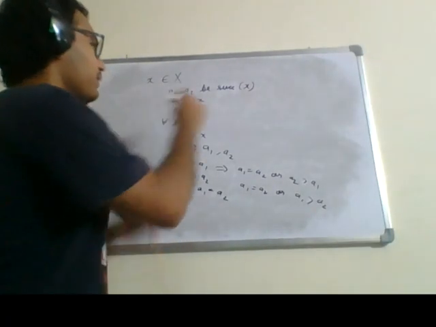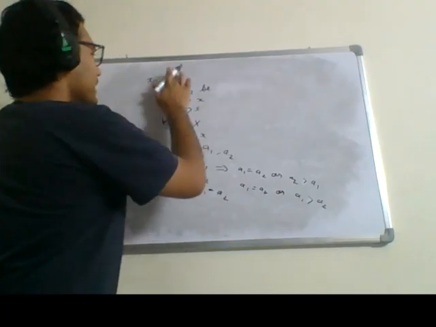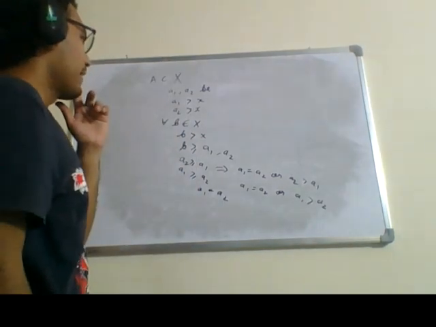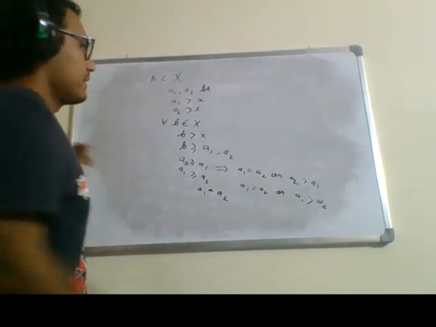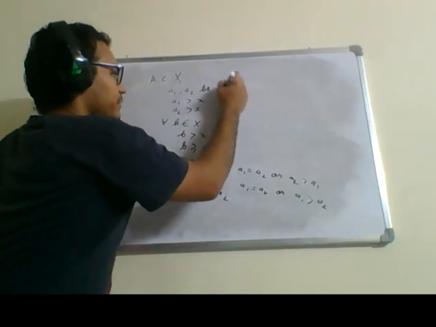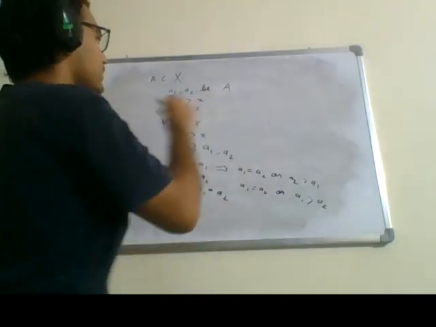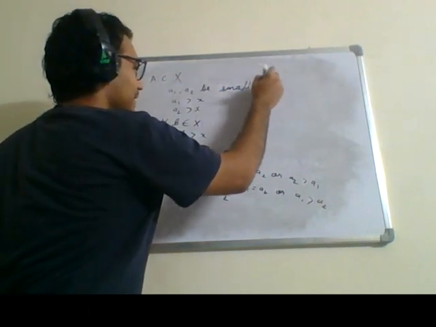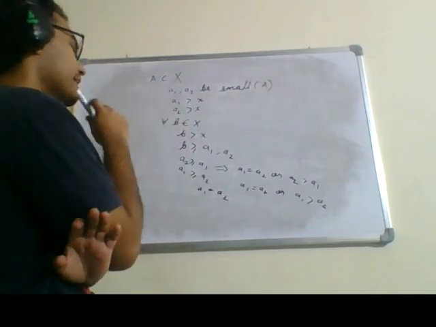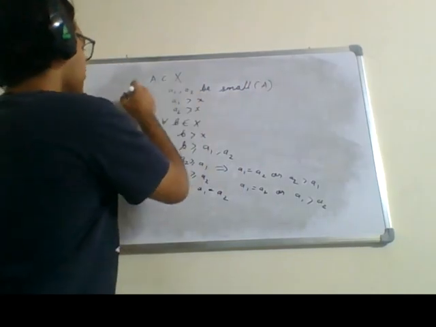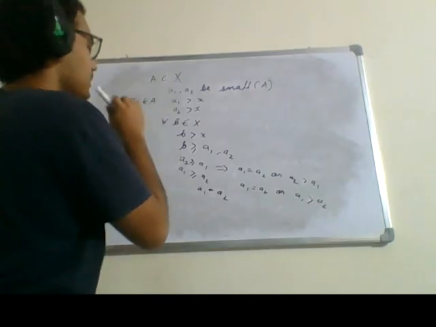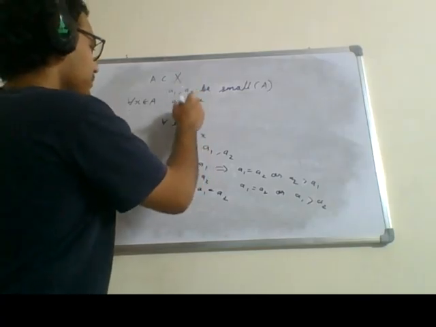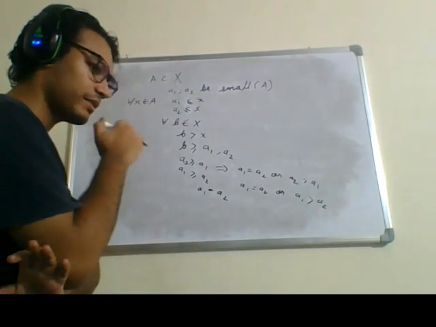Now, how do we show it for the largest element? So let X be an ordered set and let A be a subset of it. Let A1, A2 be the smallest element of A. So what does that mean? It means that for all x in A, A1 is less than or equal to x. That's what it means to be the smallest element.